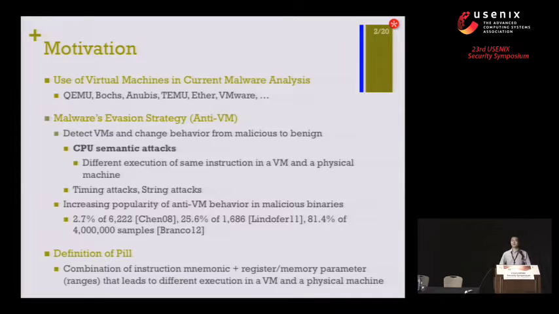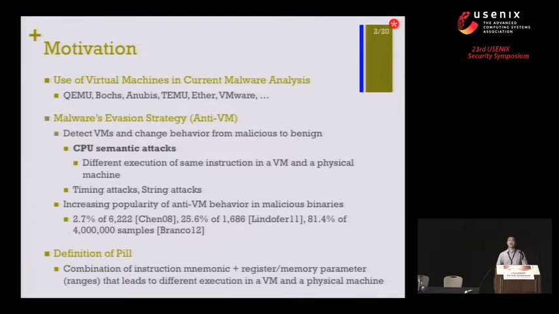One of the most important anti-VM attacks is CPU semantics attacks. This kind of attack is based on the fact that in some cases, the same instruction with the same input values will lead to different system states when executed in a virtual and in a physical machine. The other two important attacks are timing attacks and string attacks. We have observed the increasing popularity of anti-VM in recent years.